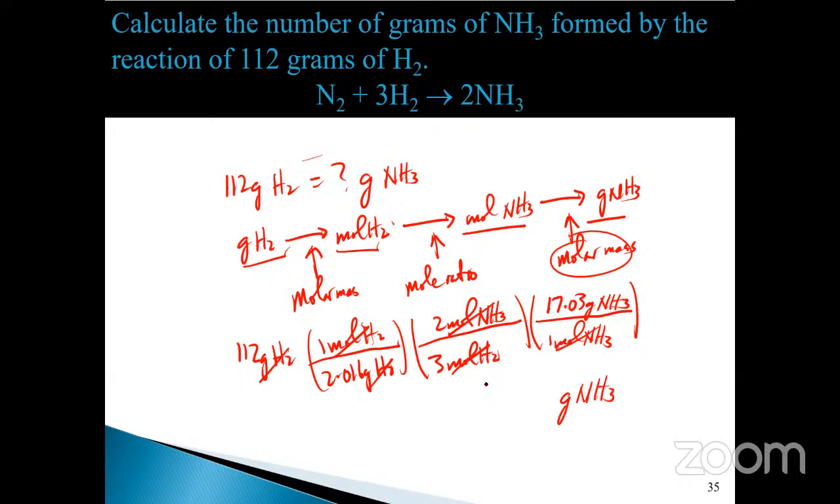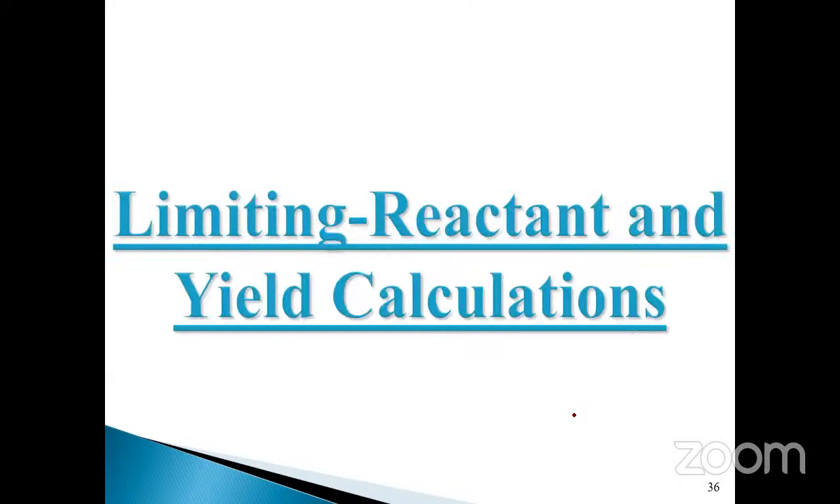So let's see what the calculation would give. 112 divided by 2.016 times 2 divided by 3 times 17.03. And according to my calculations, I got 631 grams of ammonia being produced. All right. Any questions about this example? Any questions?